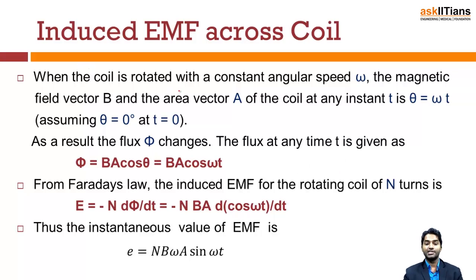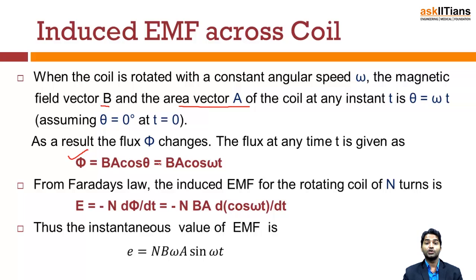Induced EMF: when the coil is rotated with a constant angular speed omega, the magnetic field vector B and the area vector A of the coil make an angle theta at an instant, where theta is equal to omega times time t. This is the angular displacement. Assuming at theta equal to 0 degrees and t equal to 0, the net magnetic flux produced is equal to BA cos theta, or BA cos omega t. Because the coil is rotating in that magnetic field, the angle theta will change, and that angle theta is a function of angular speed multiplied by time t.